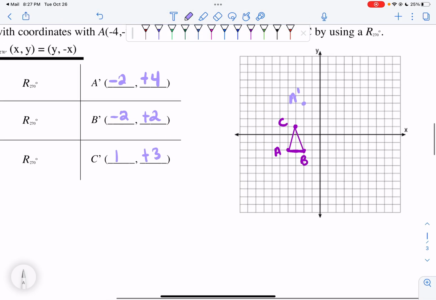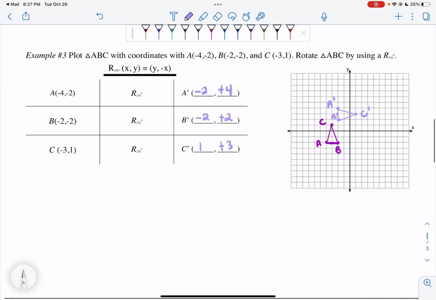Now I'm going to plot -2, 2, so I go out 2, up 2, so 1, 2, B prime. And now I'm going to go out 1, up 3, so out 1, up 3, so 1, 2, 3, and that's C prime. And then I connect my points. So this is a rotation of 270 degrees. And that's your final answer.